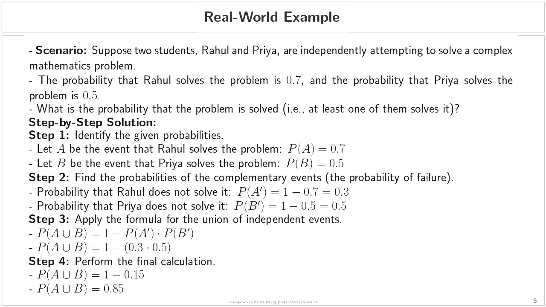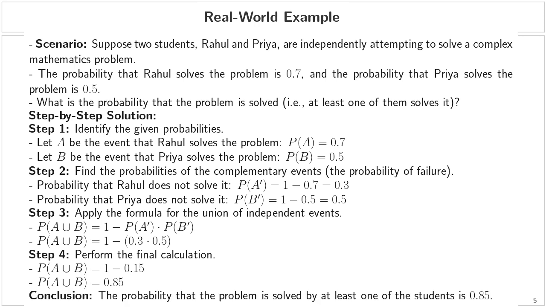Finally, in step 4, we perform the arithmetic. Multiplying 0.3 by 0.5 gives us 0.15. Subtracting 0.15 from 1 leaves us with a final result of 0.85. To conclude, the probability that the problem is solved by at least one of the students is 0.85.